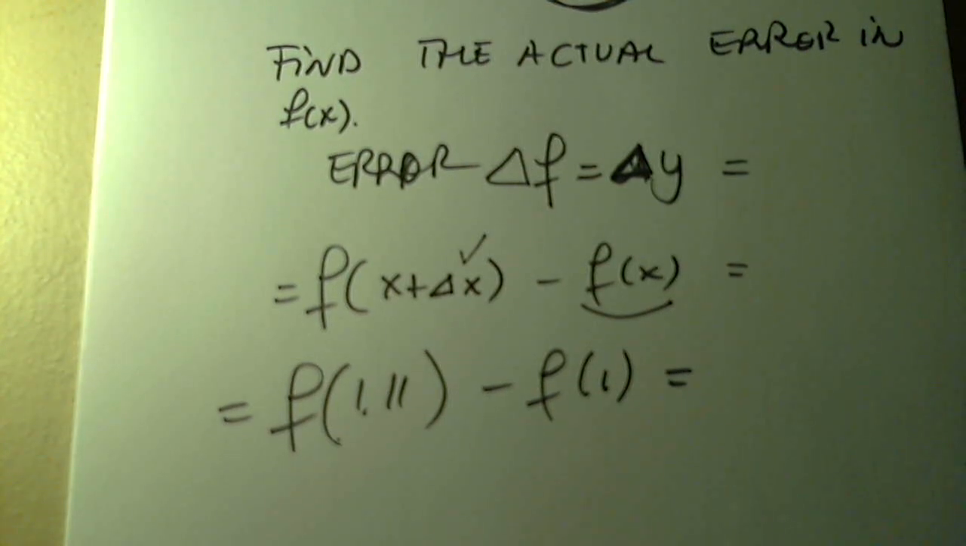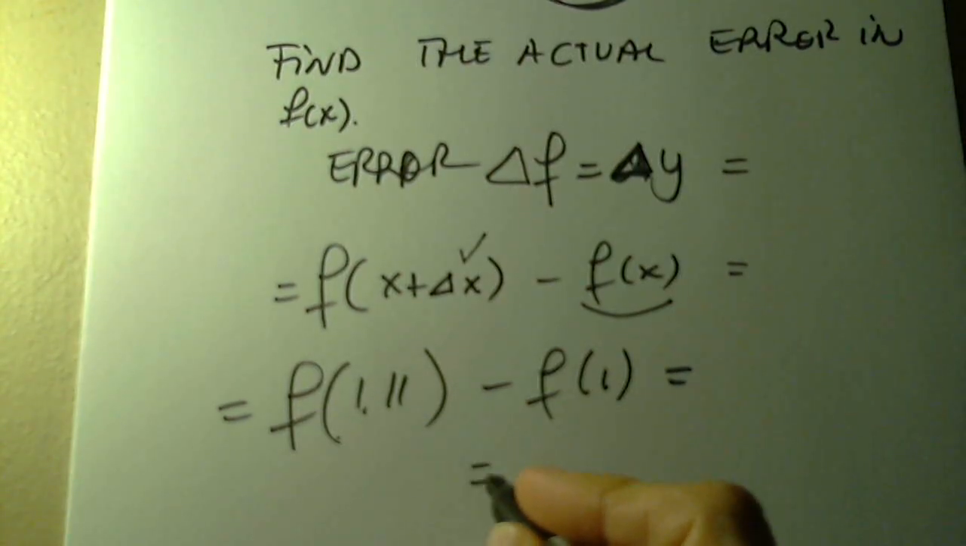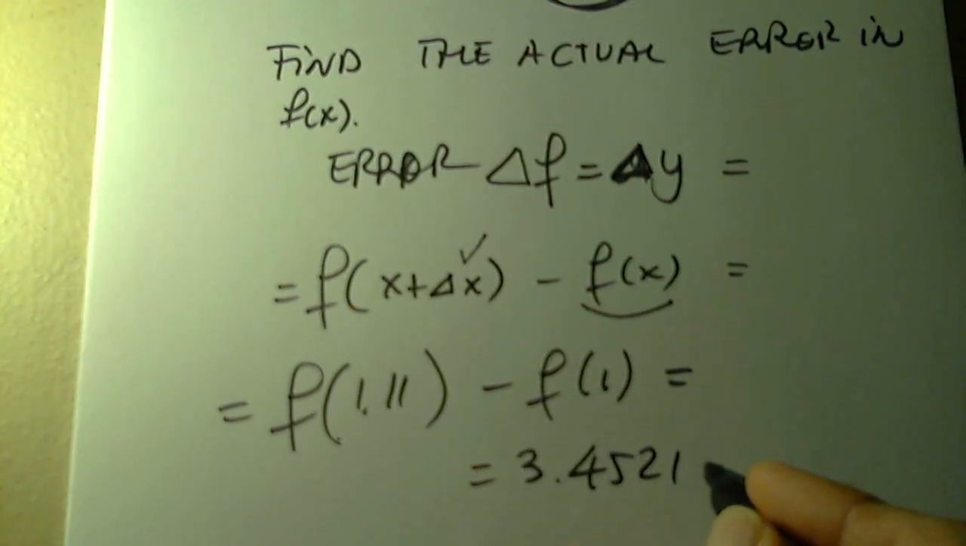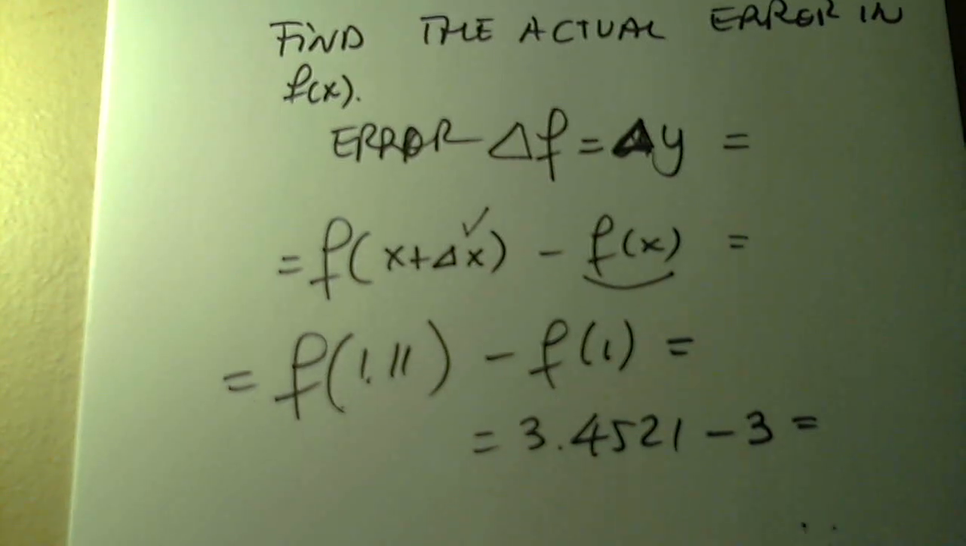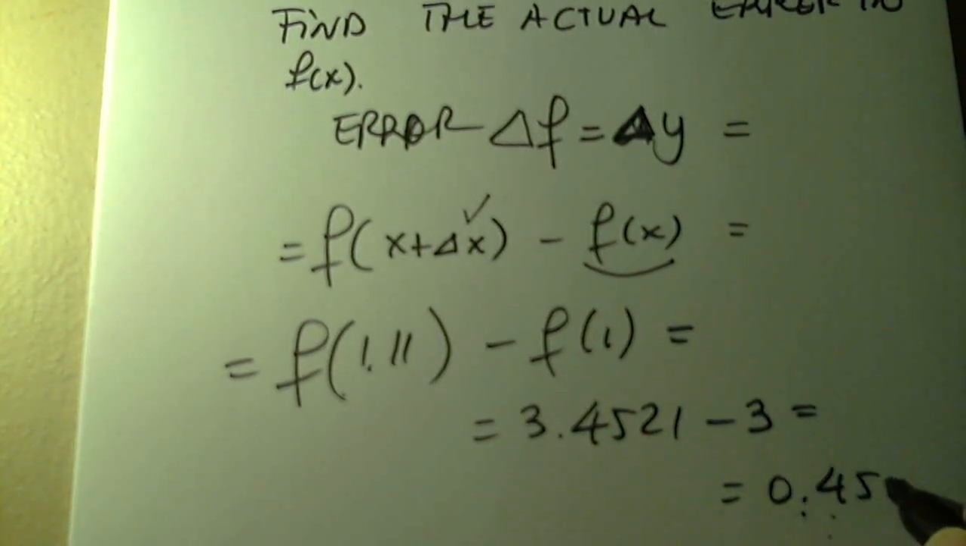So all I have to do is just plug in the function in the graphing calculator, clear everything else. Don't do this by hand, please. Enter x squared plus 2x and just evaluate. Second, in table, I'm evaluating at 1.11, and I'm evaluating at 1, and I'm done. So this is 3.4521 minus 3. So the actual error is 0.4521.